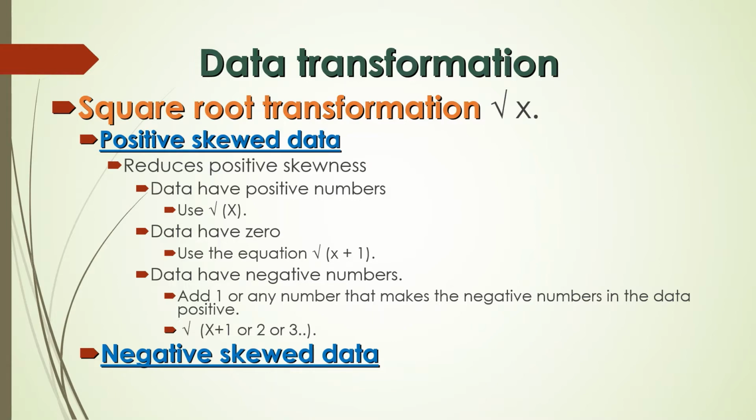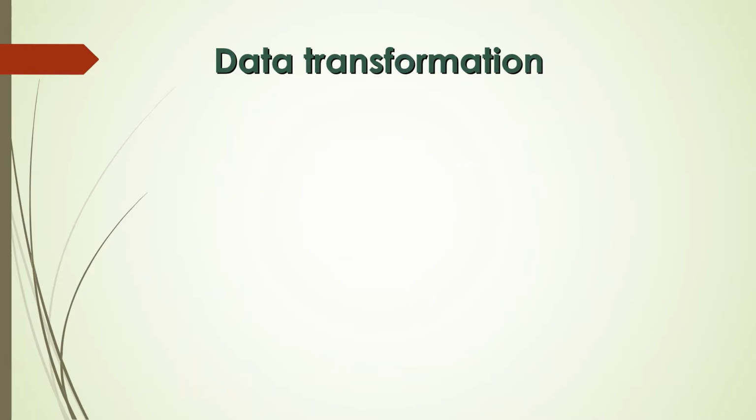If you have negatively skewed data and you want to do a square root transformation, first of all you do a data reflection, and then the second step is to do the square root on the reflected negatively skewed data. The equation for it is the square root of max plus 1 minus x, for each individual score in your data.